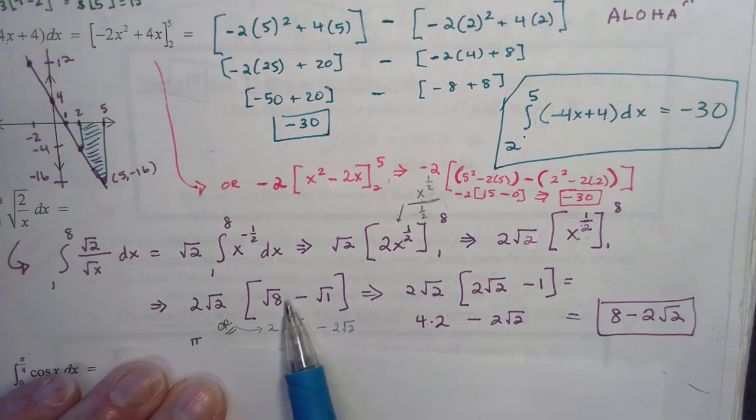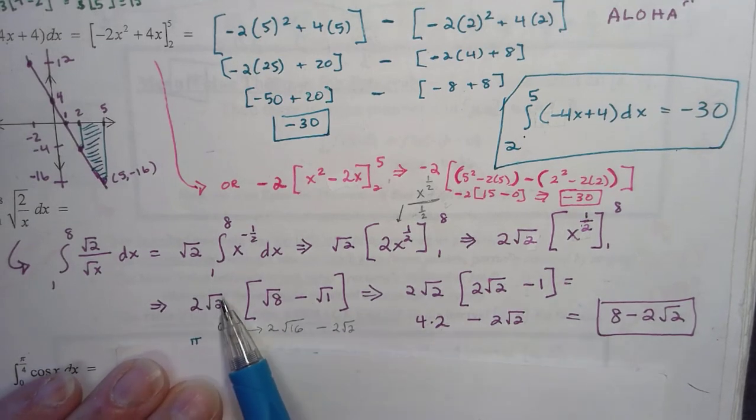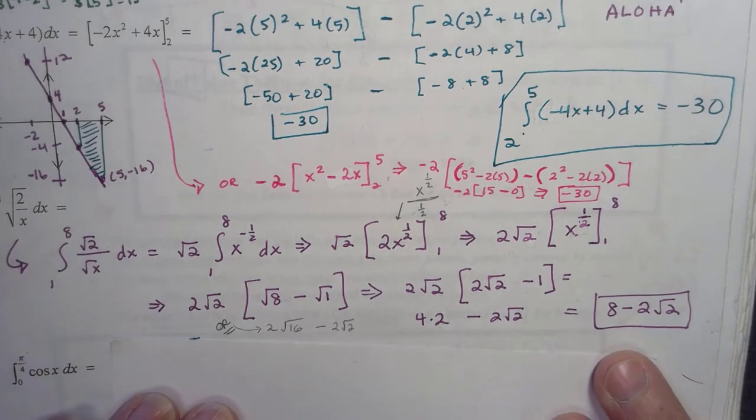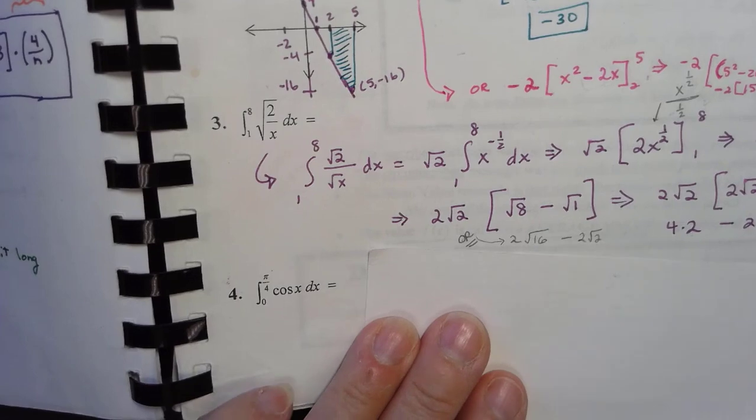Now another way I could have done this is just to do 2 times the square root of 16 minus 2 times the square root of 2 times square root of 1 is still square root of 2. And then I would have to do the square root of 16. So lots of ways to think about it. Now let's look at a trig one.